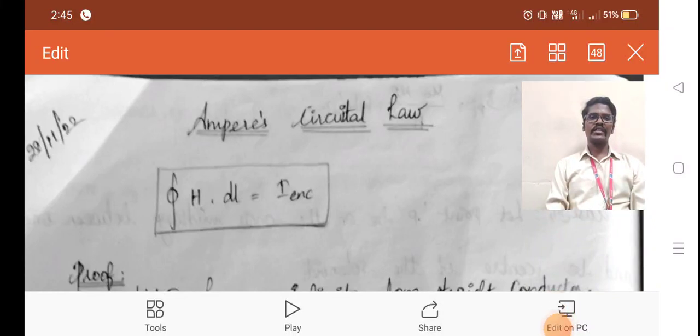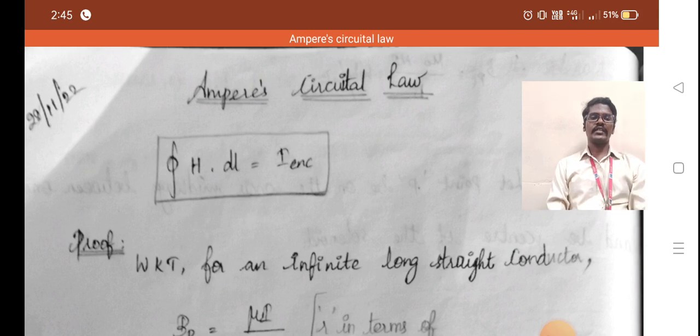Today's class we are going to discuss Ampere Circuital law. Ampere Circuital law is the basic law behind the concept of magnetostatics. It states that the line integral of magnetic field intensity over a closed path is equal to the total current enclosed by the path.